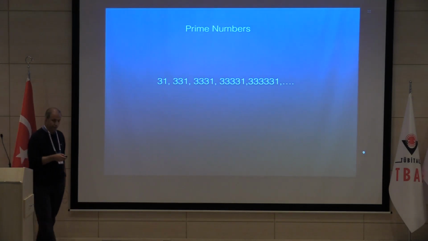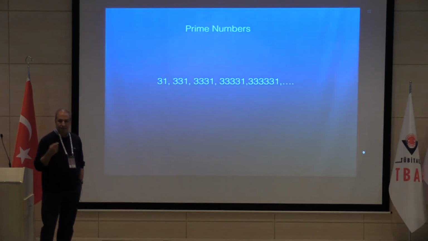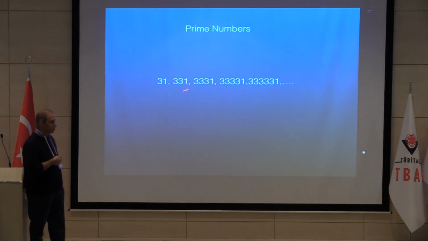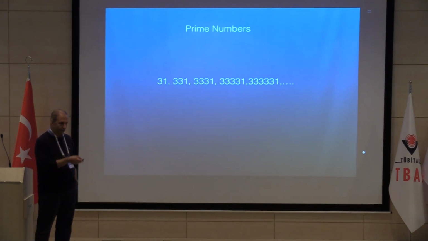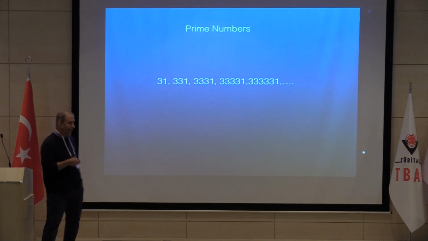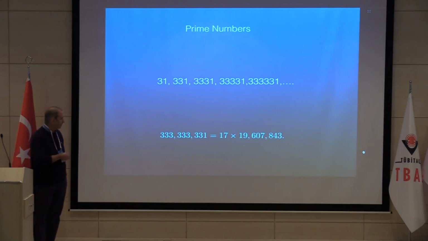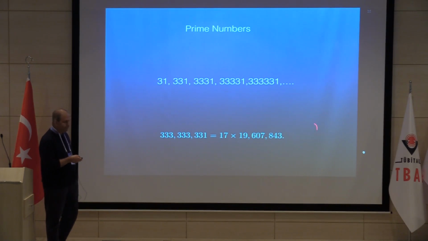Another counterexample. People knew that these numbers are prime. 31 is prime. Then you add more 3s. 331 is prime. You can check it. 3331 is prime. Again, you can check it on your computer. And then you come and add these 3s. You think that it's true, but then you will find that at this number, it's not true. If you have 8 3s and 1, it's not a prime number. It's a multiple of these two numbers, right?